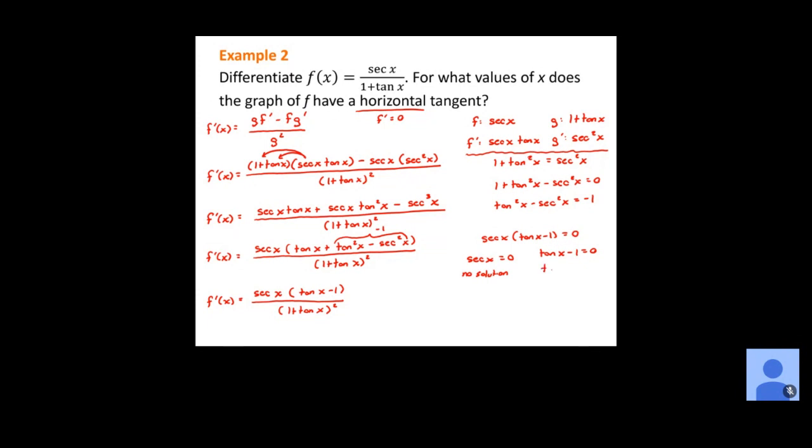Good. Tangent x equals 1. So again, we need to think about where would the tangent be equal to 1 now? We're taking the arc tangent of 1. Pi over 4 is one place, right? So we're going to get x equals pi over 4. But remember, because tangent is periodic, right, where else would that happen? Okay, 5 pi over 4 would be another place. And so how would we write this solution then?